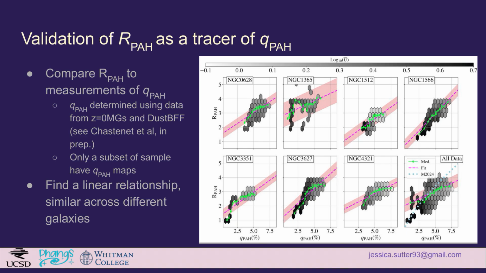Now, one of these galaxies is an outlier, that's NGC 1365. It looks a bit funky. We think that's probably because of that AGN in the center that also saturated the nucleus, and we had to remove a lot of the data from that galaxy. So that one maybe isn't quite a nice linear relationship like the other 6, but the rest of them look pretty good and tell us that our R_PAH is tracing q_PAH for a typical range of q_PAH values that we would expect in the ISM.